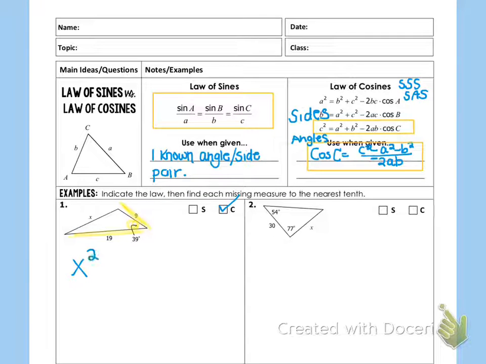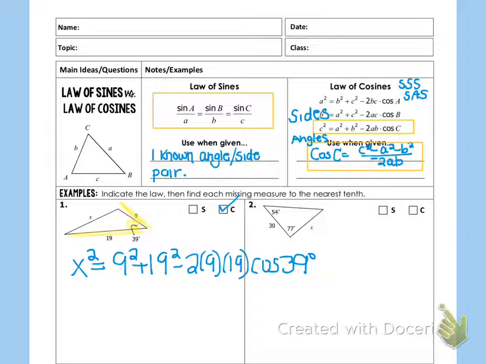So we could call the side x, so x squared is going to be equal to the sum of the squares of the two sides, so 9 squared and 19 squared, and then minus 2 times the product of those two sides and the cosine of the angle, which is 39 degrees. And remember, with those law of cosines ones for sides, it's pretty easy just to do this all in one step, and so you could just go straight to taking the square root of that entire thing. Just make sure that's all under the square root in your calculator, and you'll know the side right away. You won't have to worry about taking the square root separately if you do it all at once.